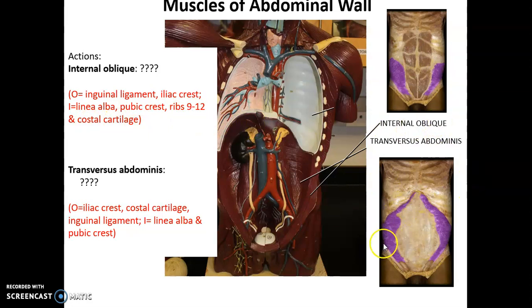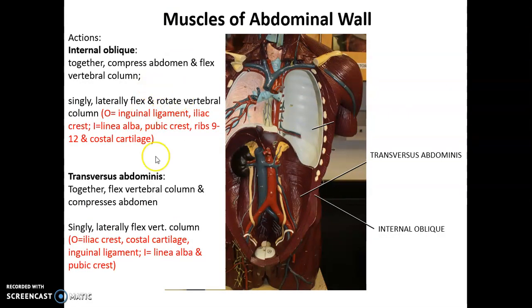And then we have the transverse abdominis. Transverse abdominis is deep to the internal oblique, and its origin is the iliac crest, the costal cartilage, and the inguinal ligament. It's a pretty large origin, and it inserts into the linea alba and the pubic crest. So, as you can see, these are three layers of muscles with their fascicles oriented somewhat differently.